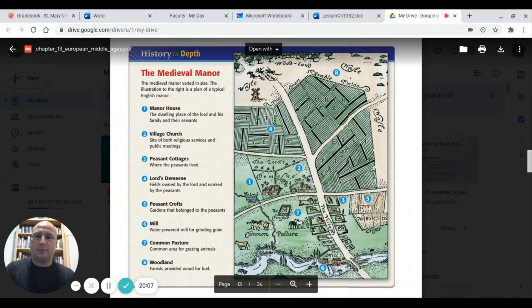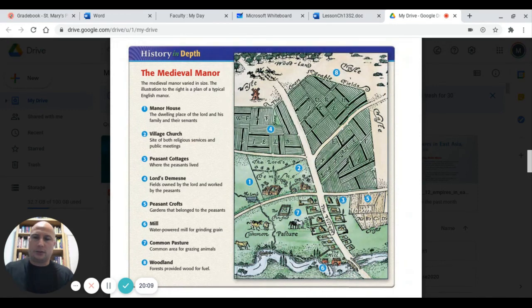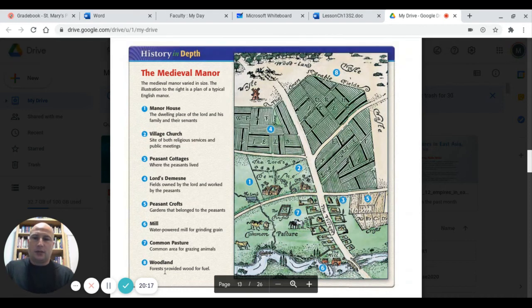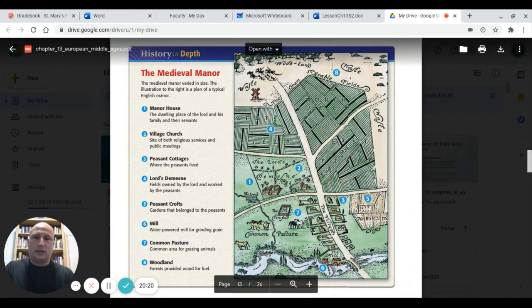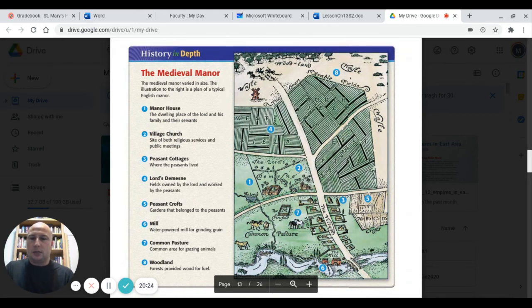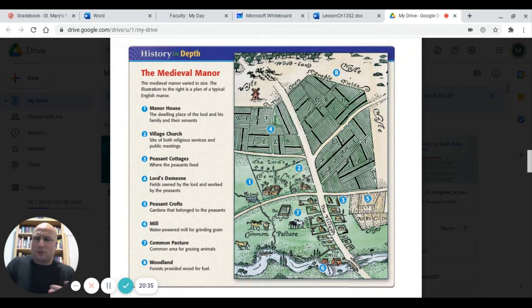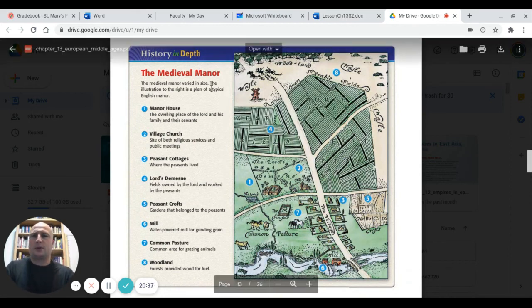Number 7, you've got your common pasture. This is where you take your cattle, your horses, your goats, your sheep, and they eat the grass. All right. Next is the woodland. These are the woodlands out here. Number 8, you're going to have that all outside the manor. That's where you're going to do your hunting, and you're going to chop down some trees for fires and fuel. Okay. So that's what a typical manor looked like. You can see, hey, this is maybe 2-3 times the size of St. Mary's campus where we go to school.